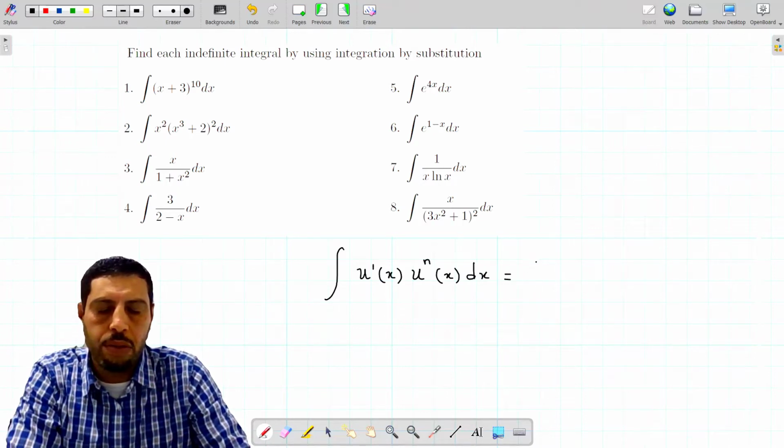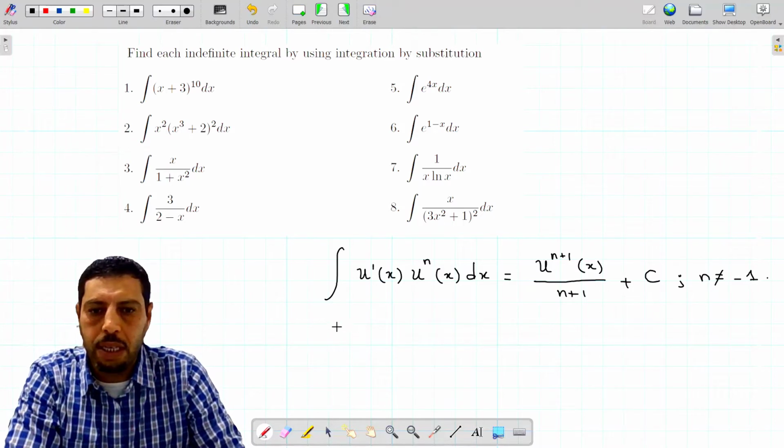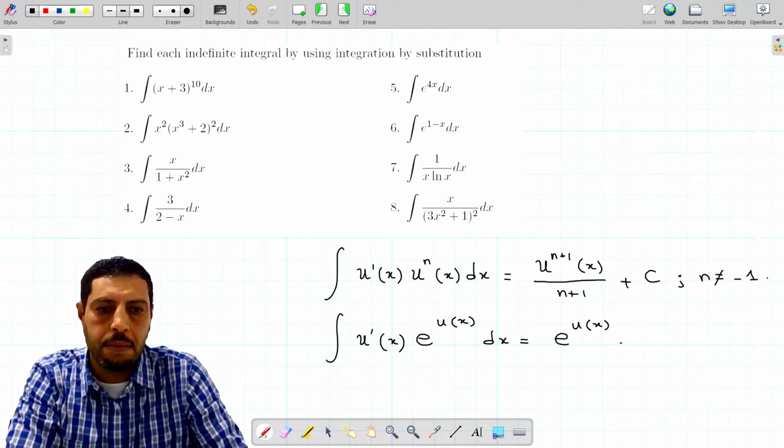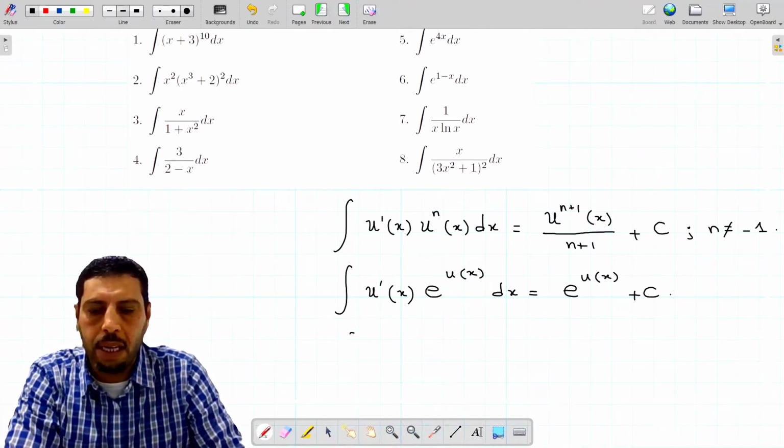is equal to u to the power of n plus 1 of x over n plus 1 plus c if n is not equal to minus 1. The second rule is the exponential rule. It says that the integral of u prime of x exponential u of x dx is equal to exponential u of x plus c. And the third rule is the logarithmic rule.